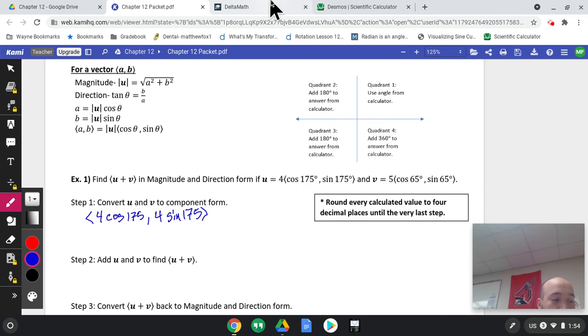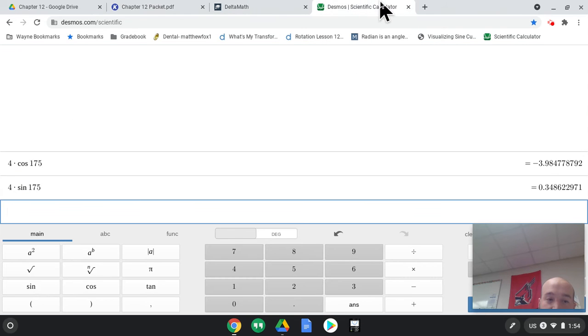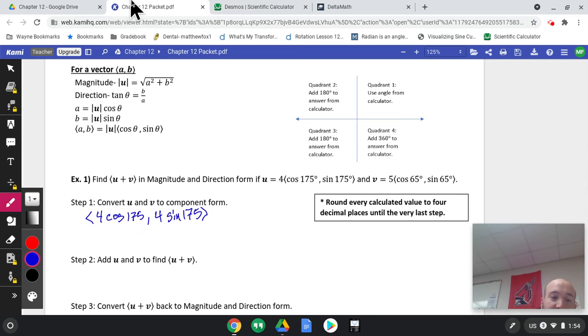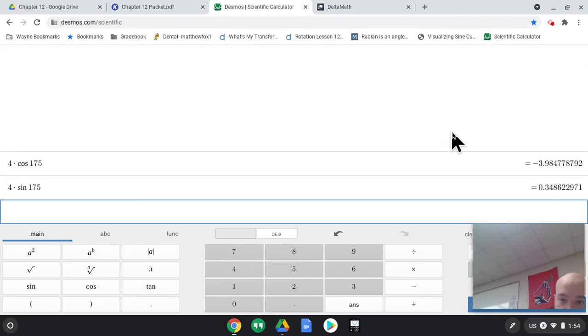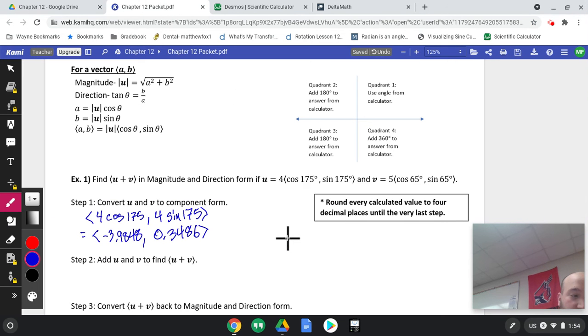Okay, so if we do this, 4 cosine 175, we look and we found it was negative 3.98477. So if we round up, it will equal negative 3.9848, and our y value was 0.3486. Now, that was just for our u vector.